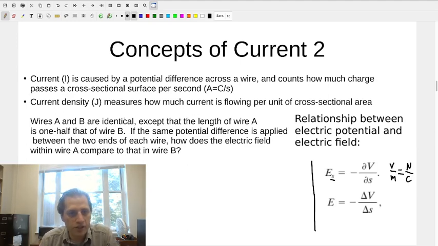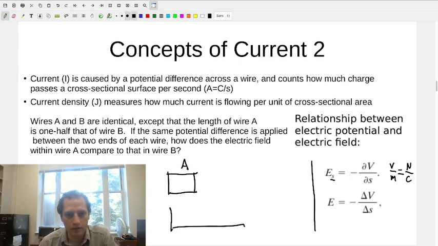Now, this question asks, wires A and B are identical except that the length of wire A, so here's your A, is 1/2 that of wire B. So here's your B.